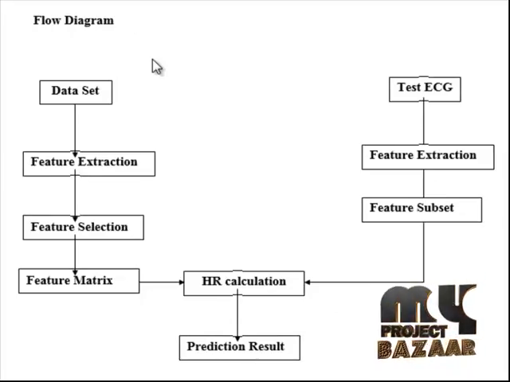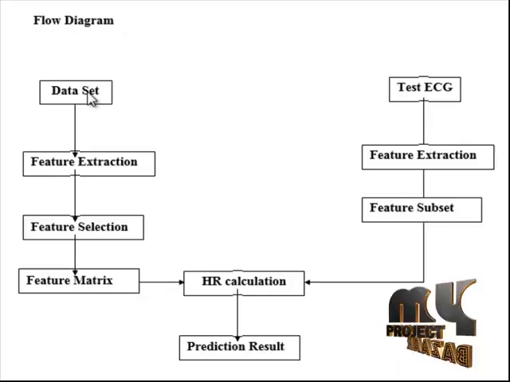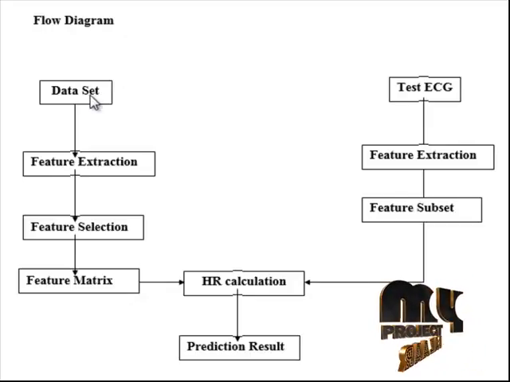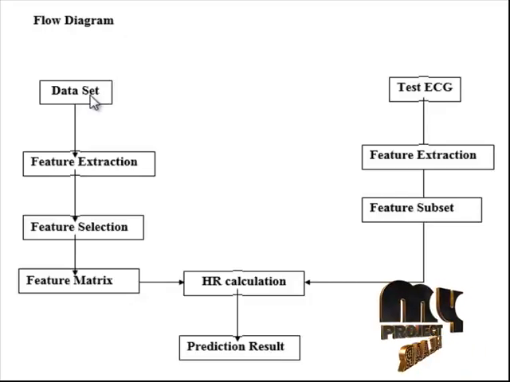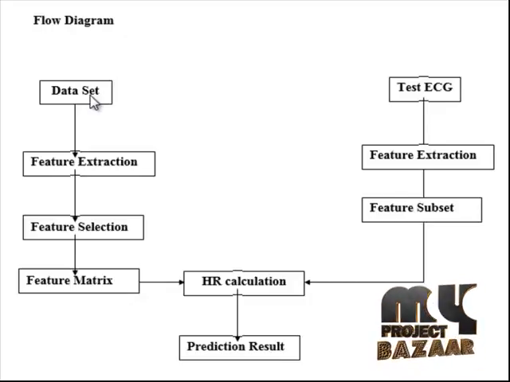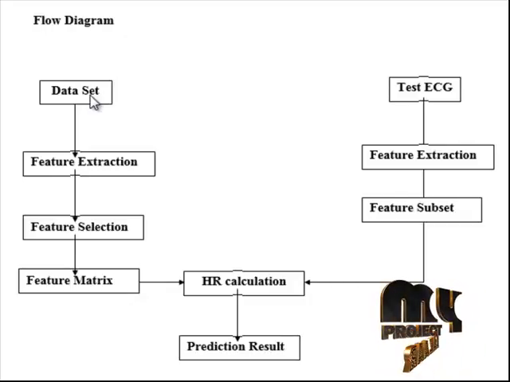Let me discuss the flow diagram for our process. First, capture the ECG signal from the dataset folder. Here, load the ECG signal from ASCII format to an array for the display. Then we have to pre-process the ECG signal for the removal of unwanted noise and baseline wander from it.